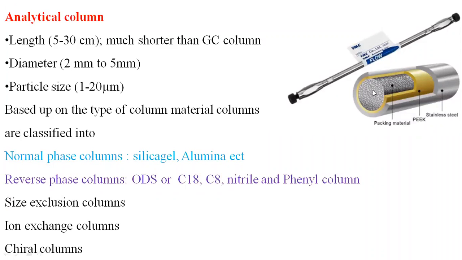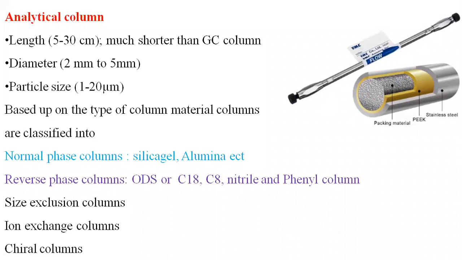If you are filling with polar stationary phases like silica gel and alumina, then the columns are called normal phase columns. In reverse phase columns, we are packing with non-polar materials like ODS, octadecylsilane, C18, C8, nitrile, and phenyl. These are the different types of columns, based on whether the stationary phase material is polar or non-polar.